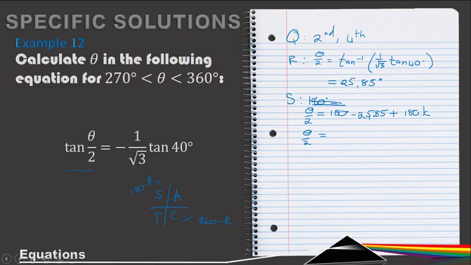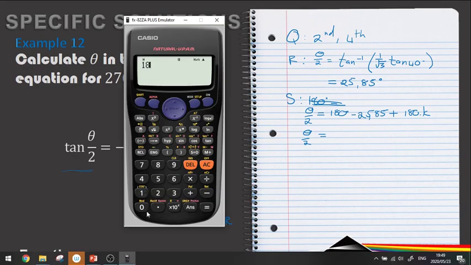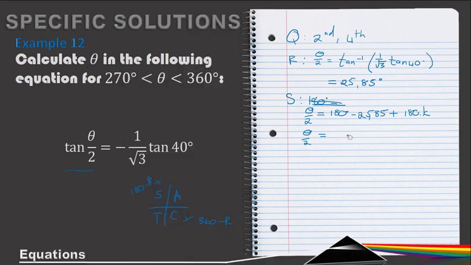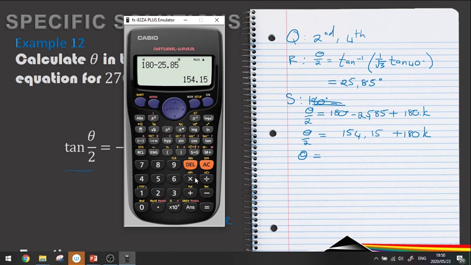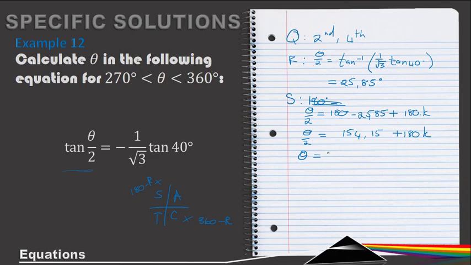So if I say 180 minus 25.85, I get 154.15, 154.15 plus 180k, and then theta is equal to, multiply through with 2, and that gives us 308.30 degrees plus 360k.